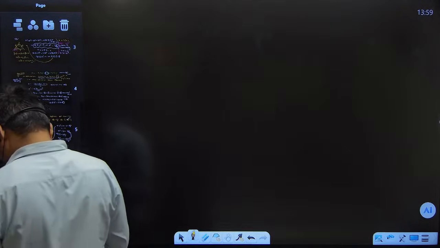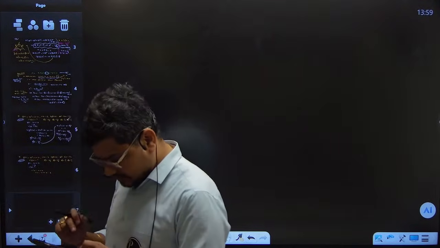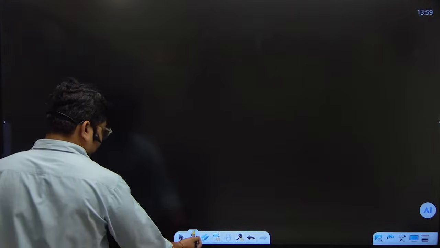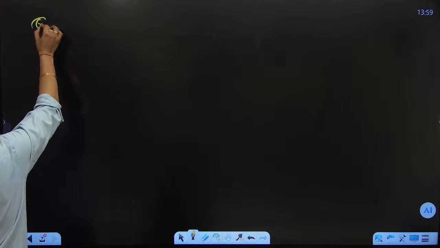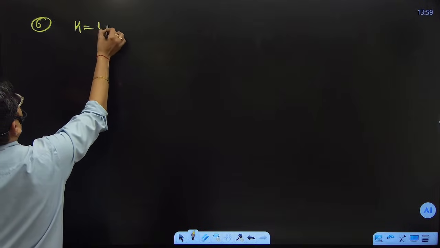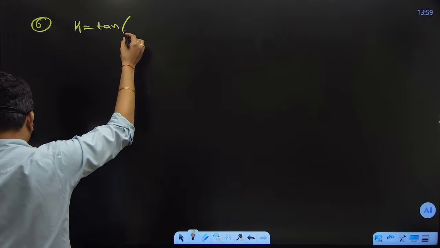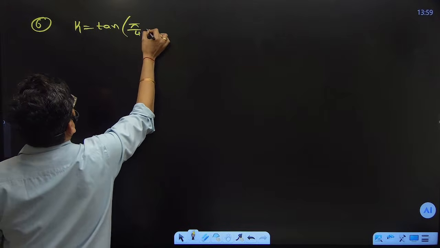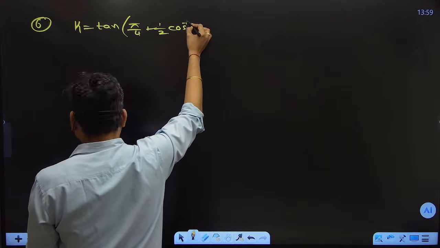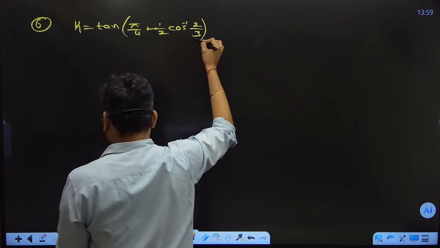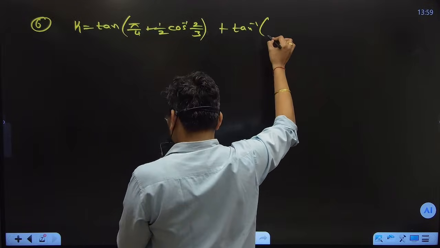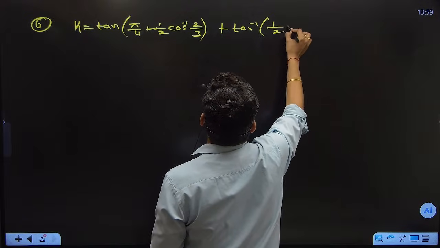So yeah, I've got one more question with me. Let me go to that question also once. This says that the k value is something like tan of pi by 4 plus 1 by 2 cos inverse 2 by 3, plus tan inverse of 1 by 2 sin inverse 2 by 3. This is the k value.